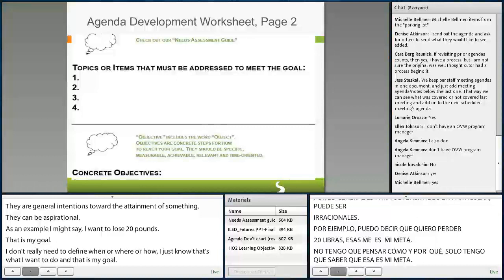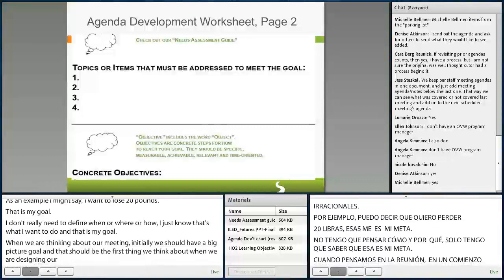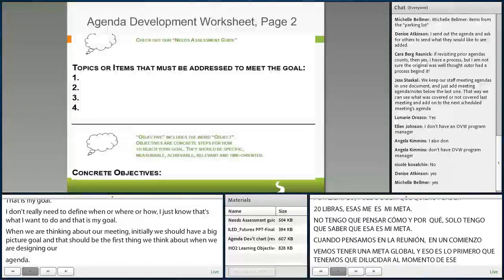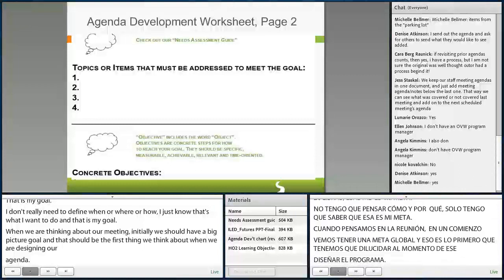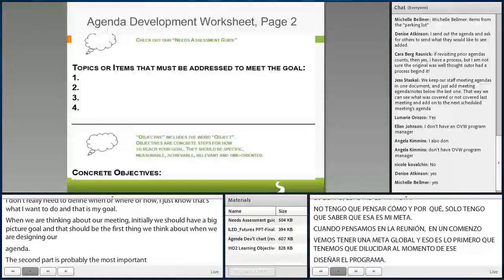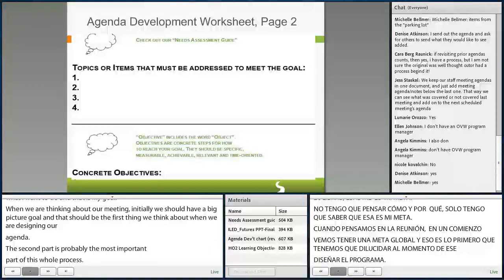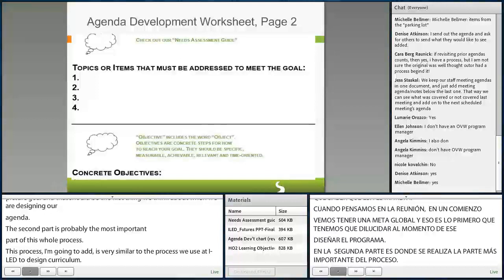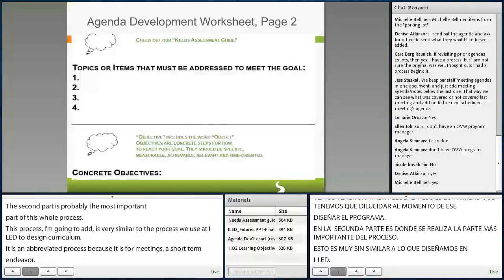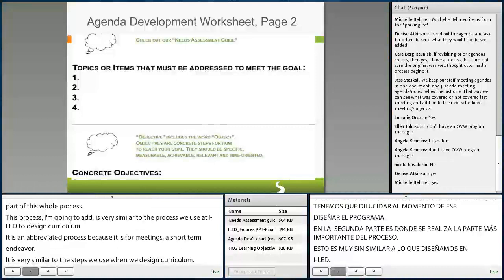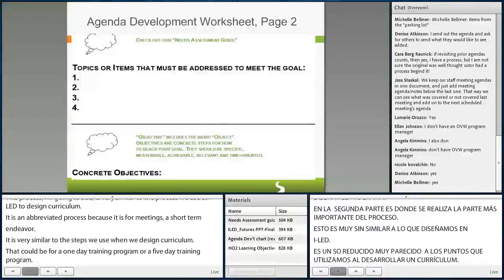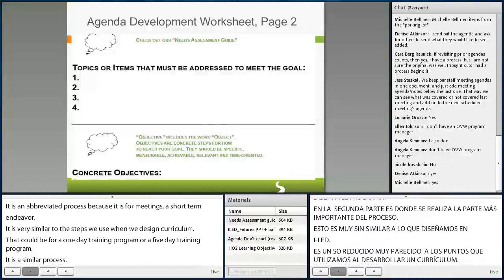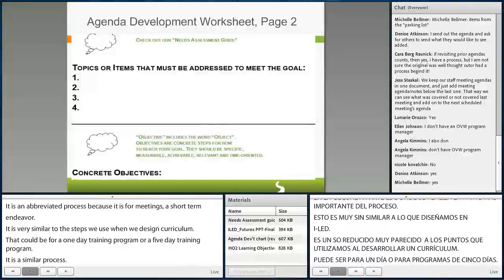Now, the second part is probably the most important part of this whole process. And this process, I'm going to add, is very similar to the process that we use at ILED to design curriculum. It's an abbreviated process because it's for meetings, so it's a shorter term endeavor. But the steps are very similar to the steps that we use when we design curriculum. So that could be for a one-day training program or a 5-day training program. So when you figure out what your goal is, the next step is to really think about what are the topics or items that must be addressed to meet the goal.